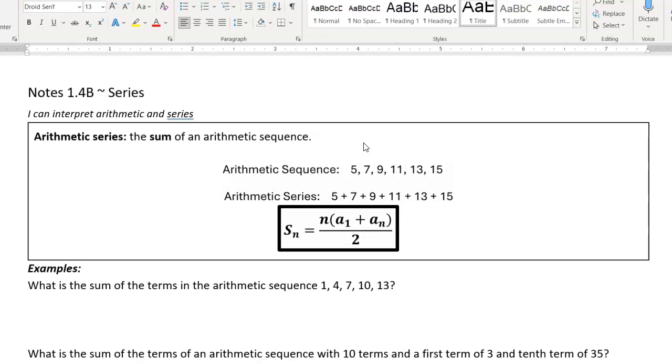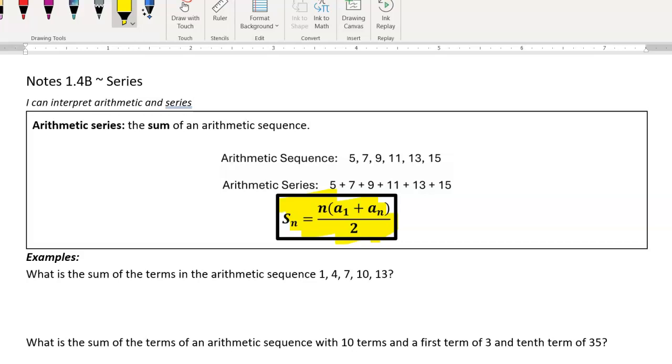Now, if I wanted to find the sum of that series by adding together all of those terms, you might think, wouldn't it just be easier to not use the formula, just add them all up on our calculator? Yeah, in this situation, that might be the case. But if I had 100 terms in the sequence, you are not going to want to use a calculator. So you want to definitely be familiar with how to use this formula.